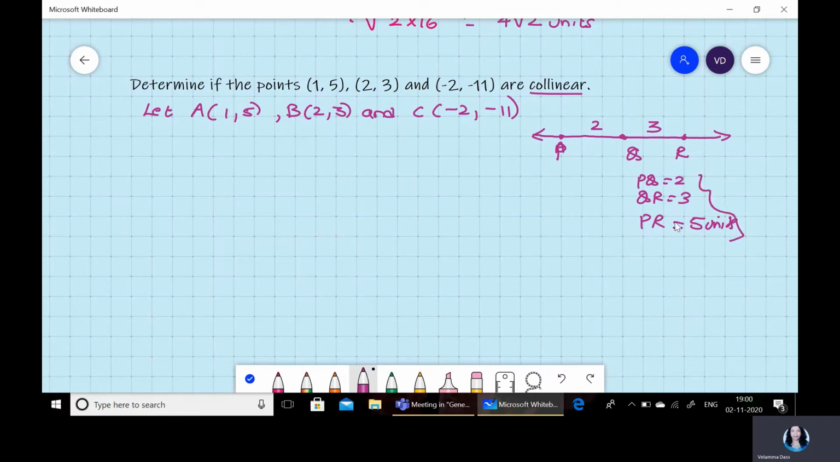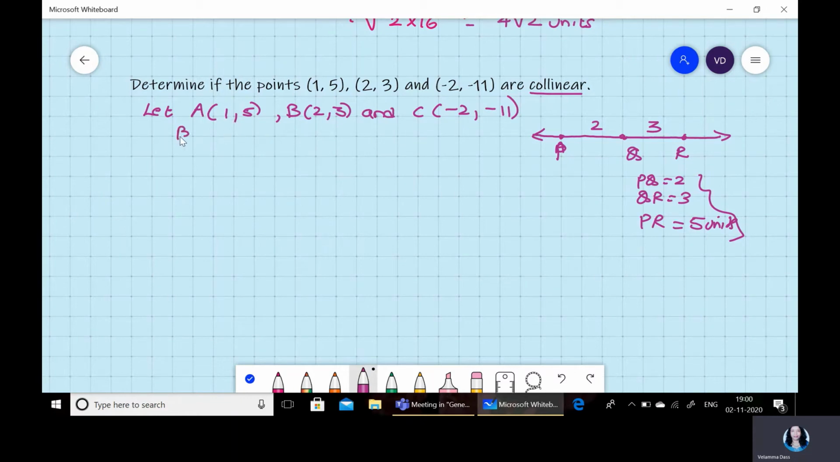So if the data given is that PQ is 2 units, QR is 3 units, and PR is such that 2 plus 3 is 5, that means they lie on the same line. Similarly, to find collinearity, we will find 3 distances: AB, AC, and BC. We will add the 2 smaller lengths and see whether we get the third length. If we get the same, then we'll say collinear.